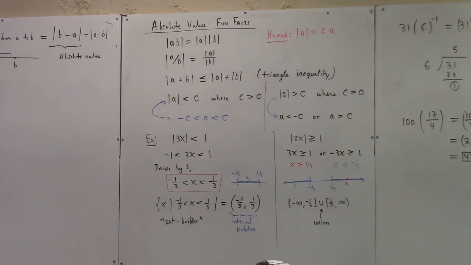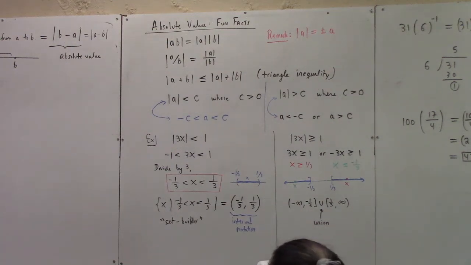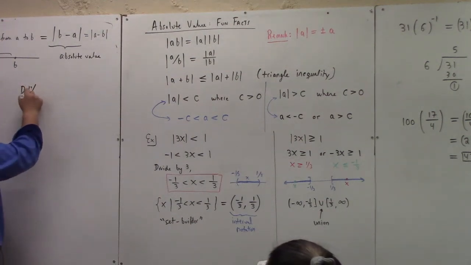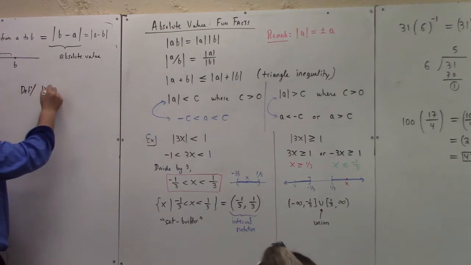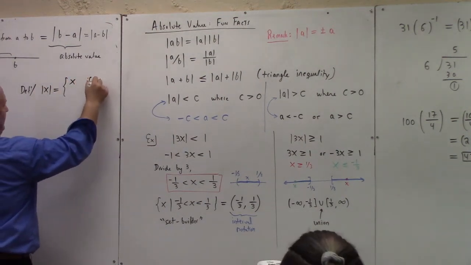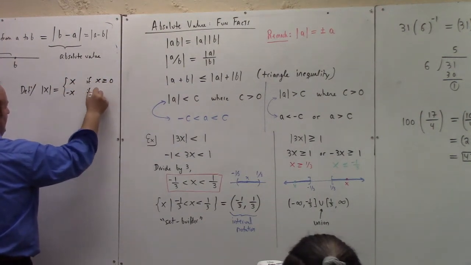Did I ever tell you how we defined the absolute value of x? I don't know if I actually have. I should carefully define that in here, shouldn't I? I'm not sure I did. Just in case I didn't, here's the definition. Absolute value of x is equal to just x if x is greater than or equal to 0. It's minus x if x is less than 0.